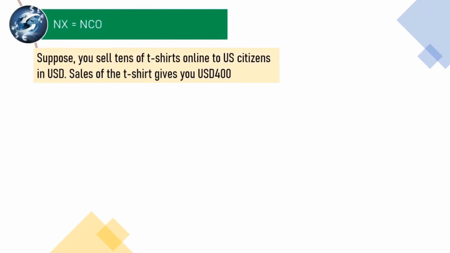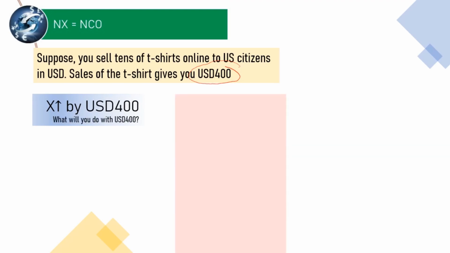Here's the identity equation. Why is it equal and always equal? The illustration here may let you know why. Suppose you sell tens of t-shirts online to US citizens in US dollars. Sales of the t-shirts give you $400. How will the transaction be recorded in our country's trade balance? Yes, it will be recorded as an increase in export by $400. The question then is, what will you do with the money? Here you hold foreign currency.